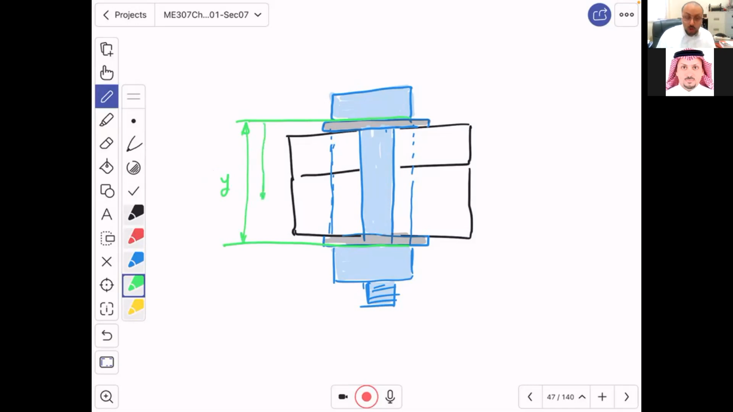Notice, Y over 2 may not be coincident with the line where the two plates are made together. No, it doesn't matter. Just take Y over 2 and then draw a line. This is what the two clamps are doing now, the head and the nut. This is what they are thinking.